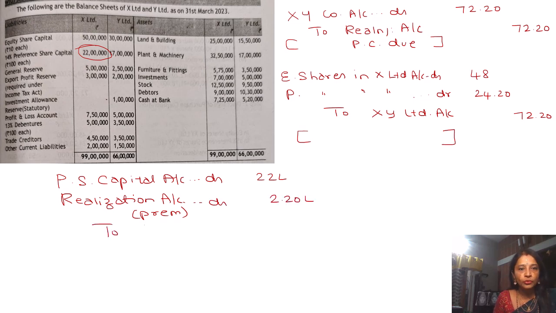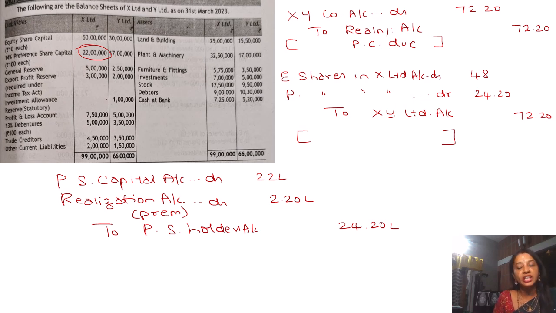Who will take their capital? Preference shareholders will take their capital, 24 lakhs 20,000. So this is the entry for preference share capital due. Once you pass the entry for preference share capital due, the next entry is to transfer equity share capital to equity shareholders account. Before that, we will close the realization account and find out the profit or loss on realization.